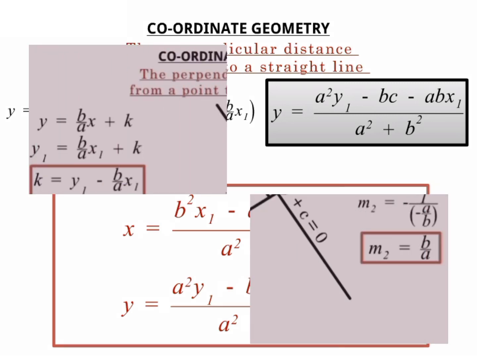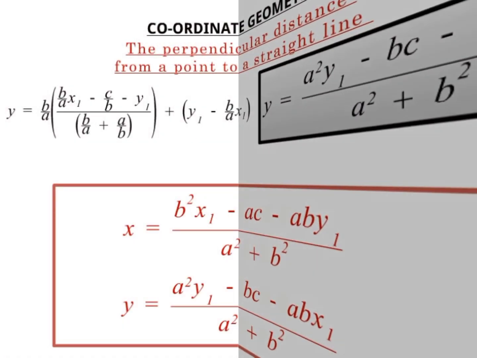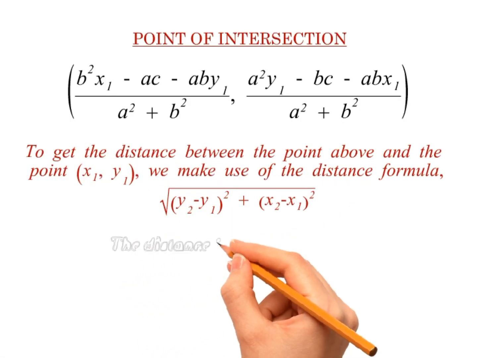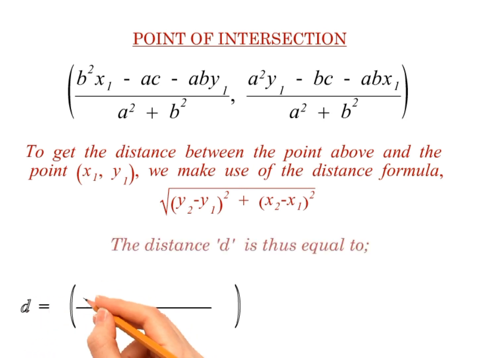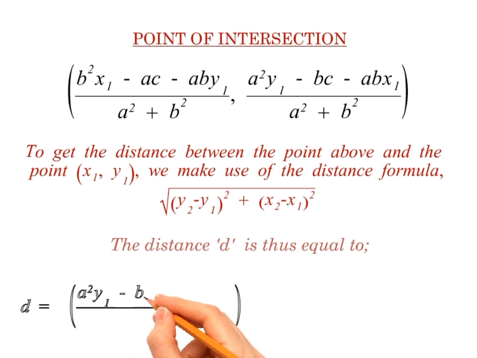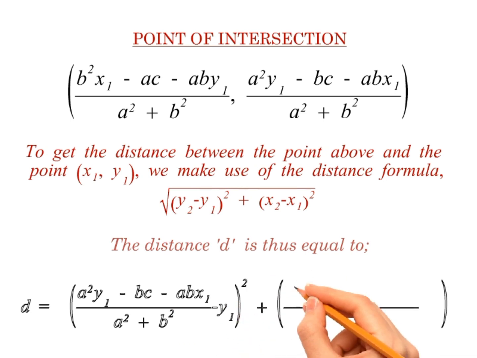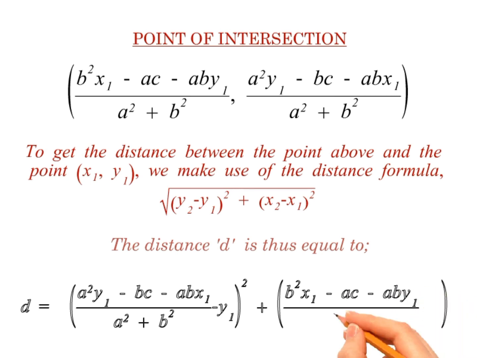Our aim is to find the distance between this point and the point x1, y1. So we can proceed from here, by taking the distance between these points, using the distance formula. So, the distance d between the two points is equal to the square root of a square y1 minus bc minus ab x1, over a square plus b square, minus y1, all squared, plus b square x1 minus ac minus ab y1, over a square plus b square, minus x1, all squared.